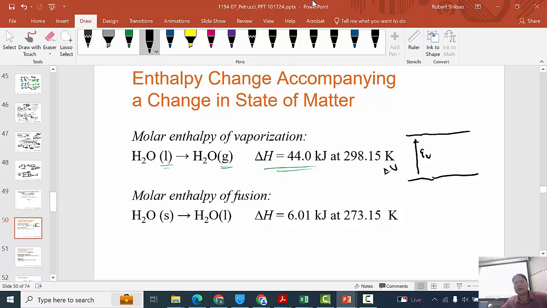That is fixed. If I did this in a bomb, I wouldn't be able to do any work. But in this case, the system has to do work. If the system has to do work, the system loses energy in doing the work. So this would be the work here. And then the amount of heat you have to input into this is this. This would be your QP here.